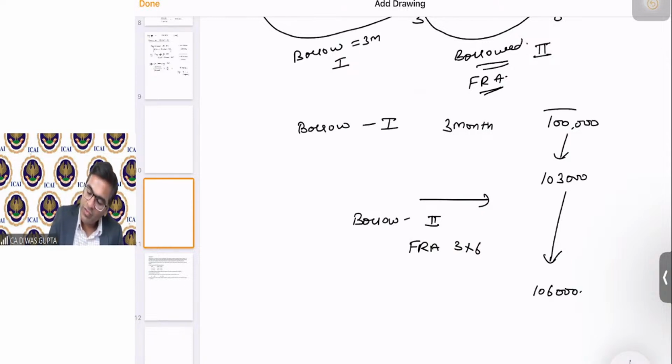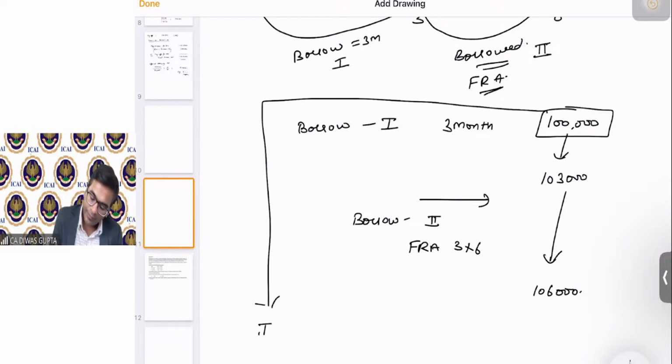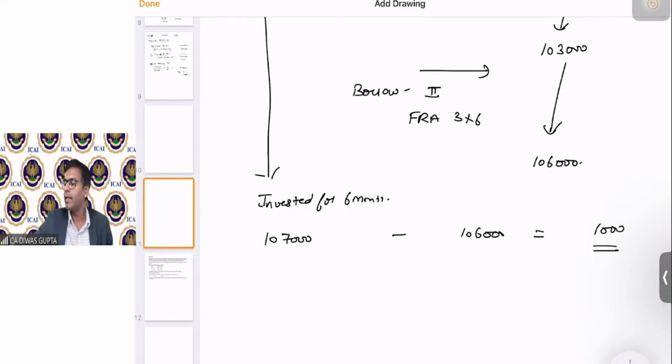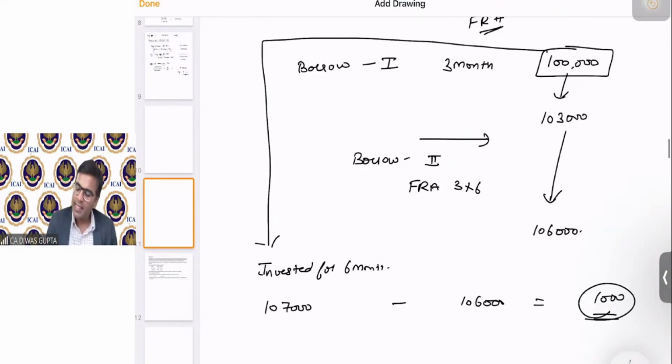And this 1 lakh which was borrowed on day one is now invested for 6 months, right? Here after 6 months, let's say we get 1 lakh 7,000. So there is a net arbitrage gain of rupees 1,000. You're getting my point, students? So this 1,000 rupees gain has flown.